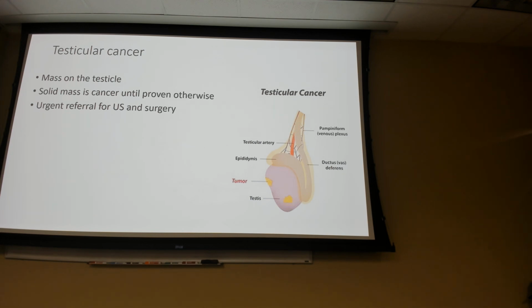This and the torsion are the two emergencies you need to think about with the testicles, and they need immediate ultrasound. And then if you determine it is cancer, then usually immediate urology versus surgery, depending on what you have at your hospital to take care of this. Sometimes it can have associated gynecomastia with it.